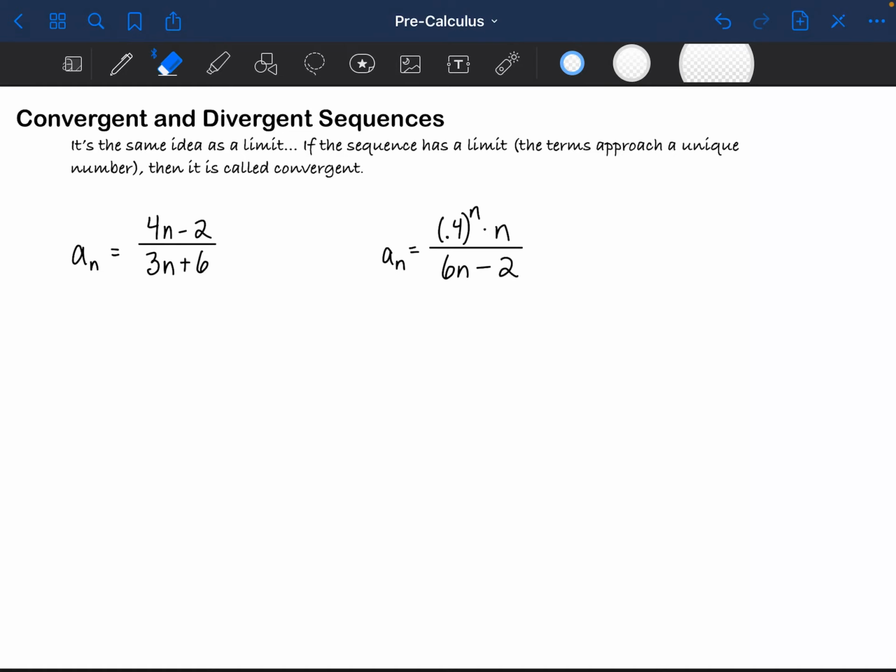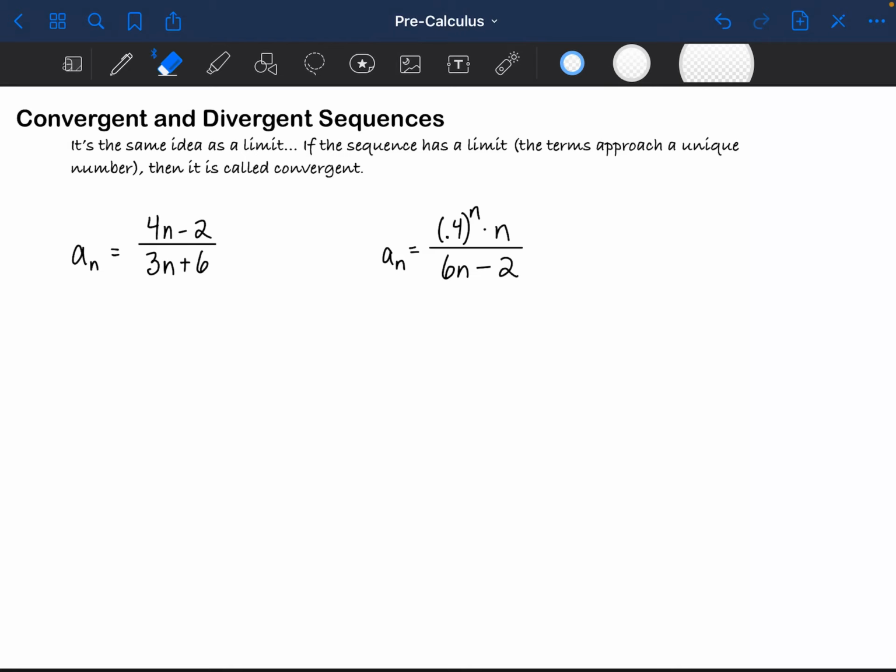So let's look at these. I like to think about them as functions and just logic my way through it. Okay, what's going to happen if n gets super big? If you're a plug and chug type of person and you want to just keep plugging in values to see what number it approaches, or maybe put these numbers in a table, you can totally do that too. But I'm going to go through how to logic this out.